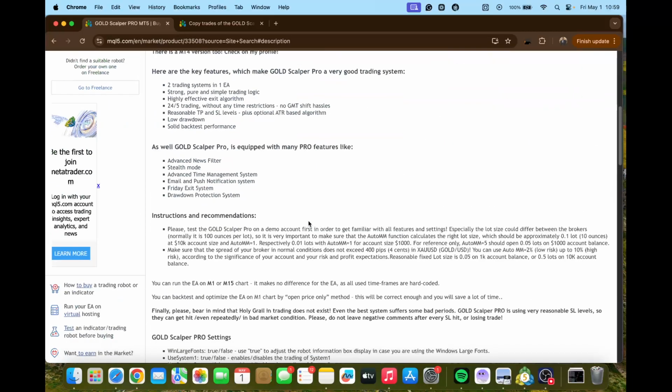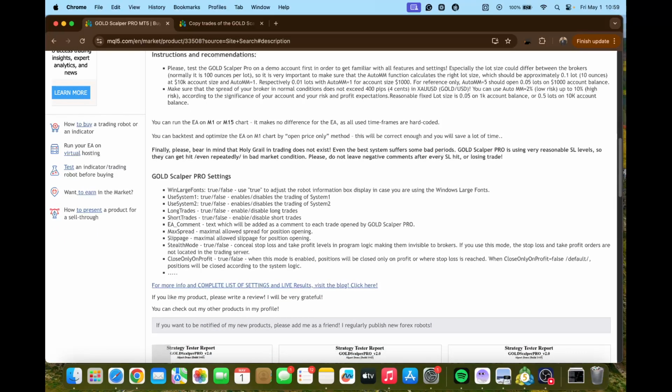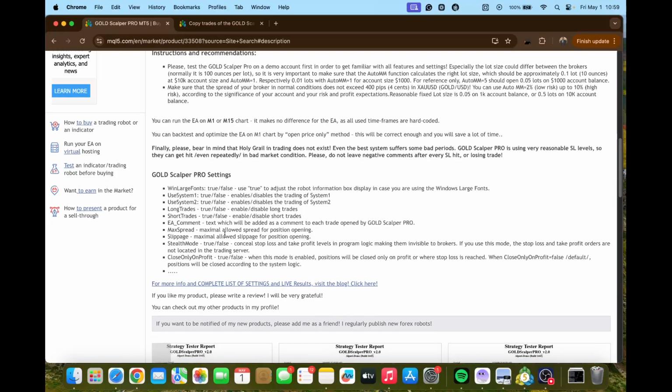And for the features and settings, they actually highlight a bunch of pro features. We have advanced news filter, stealth mode that hides your stops from the broker, advanced time management, email and push notifications. We have Friday exit system and drawdown protection. You can enable or disable long and short trades separately. You can set max spread and slippage. You can choose between the two systems and use auto money management for risk.